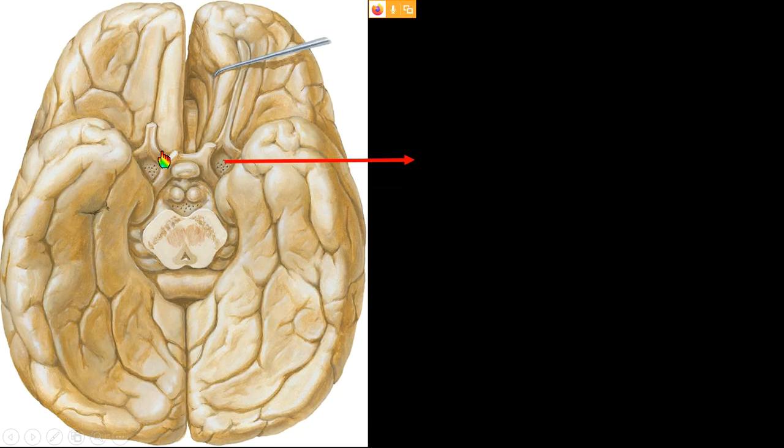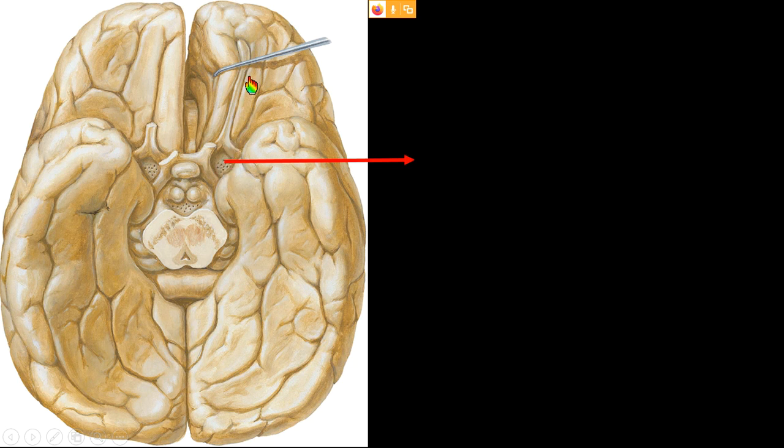Medial to this olfactory stria, we can identify the optic chiasma, and posterolaterally the uncus of the temporal lobe. This part is the uncus of the temporal lobe. The area is pierced by the central branches of the middle cerebral artery. That's why this area is called the anterior perforated substance.